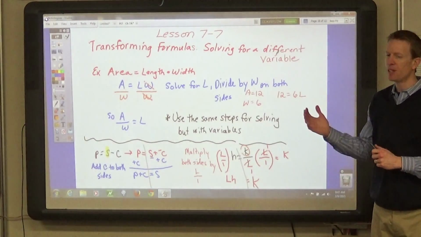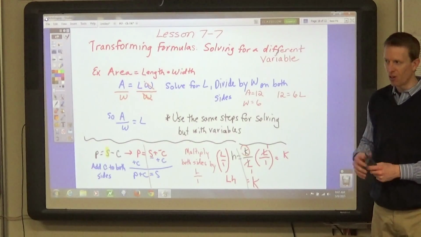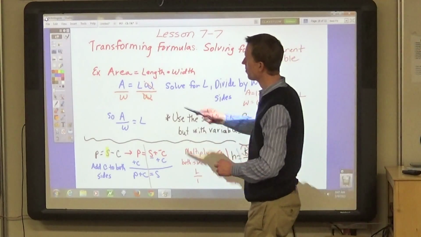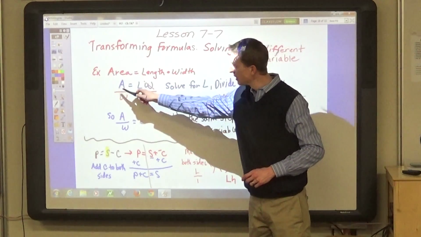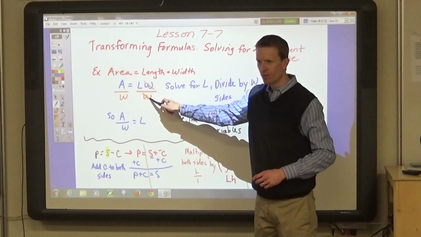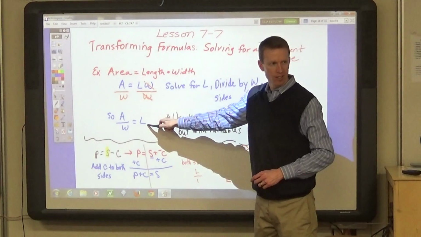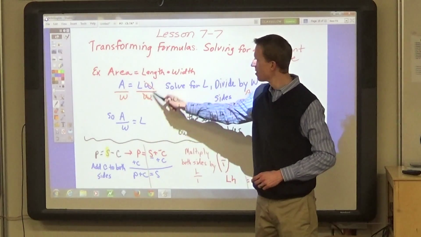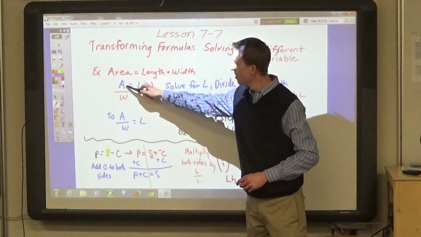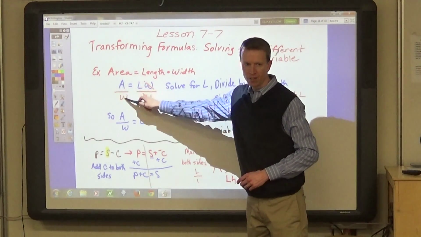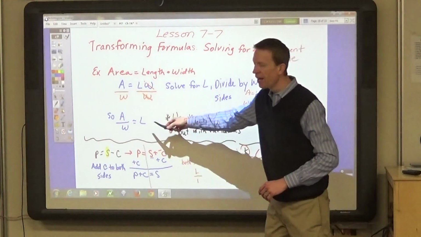Now, we're going to do the same thing, but instead of using numbers, we're going to use variables. Okay? In this example, the area equals the length times the width. If we divide both sides by w, then we get L by itself. Right? Because the w's cancel out, and you're left with A over W as the formula for the length.